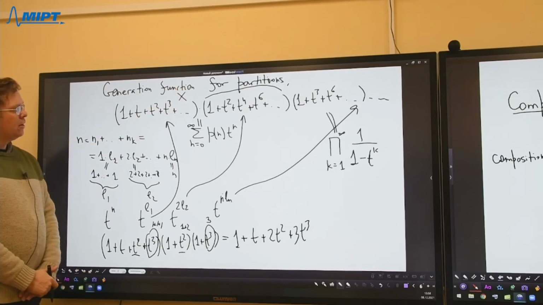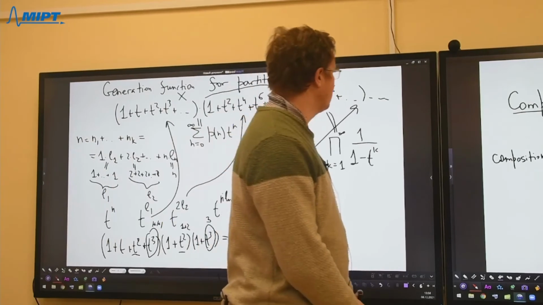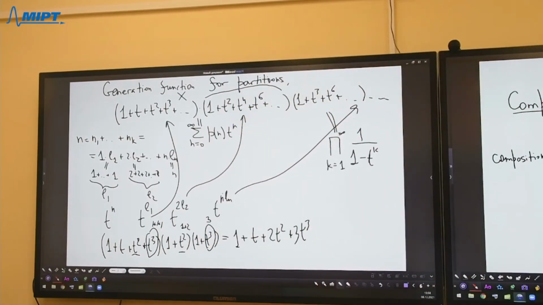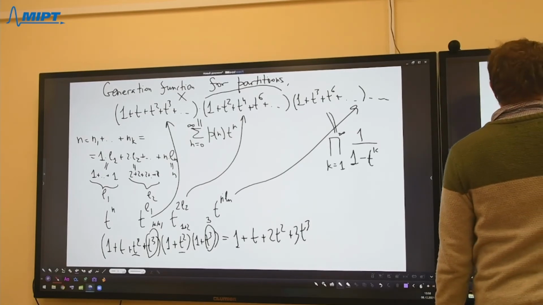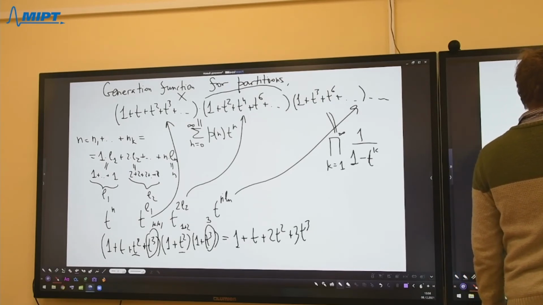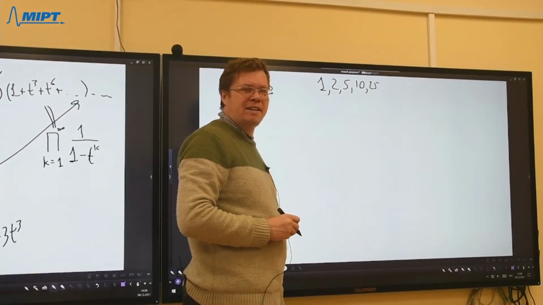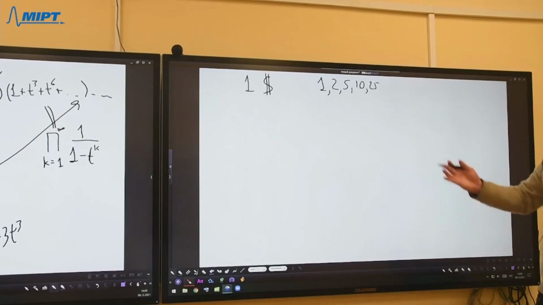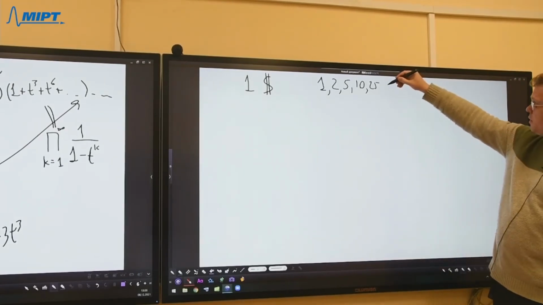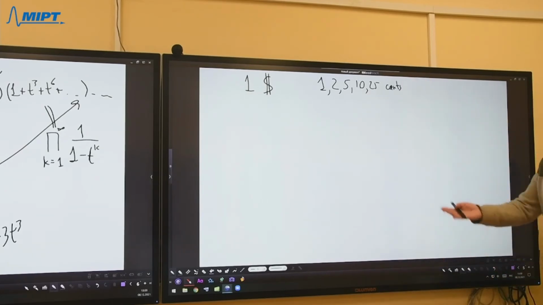this part. So for example, we have tasks like write the generation function for the change in dollar into coins of 1, 2, 5, 10 cents, for example. I don't remember how. So we have coins for 1, 2, 5, 10, 25 cents. I don't know. Is it correct? I just don't remember. So if you have these coins, then we want to ask ourselves how many ways do we have to change $1 into these cents.